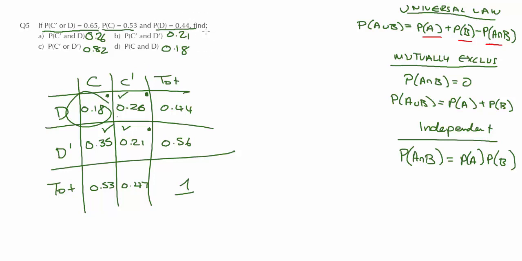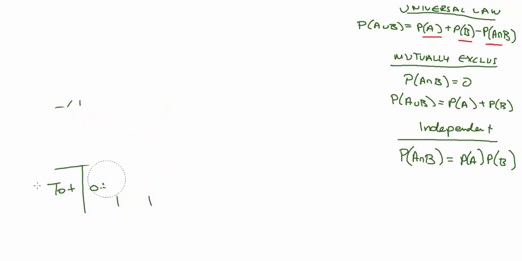My go-to is, what's my go-to? Yeah, two-way tables, my bad. Okay, so now we're going to look at questions which are specifically focusing on mutually exclusive. And that's all it is.